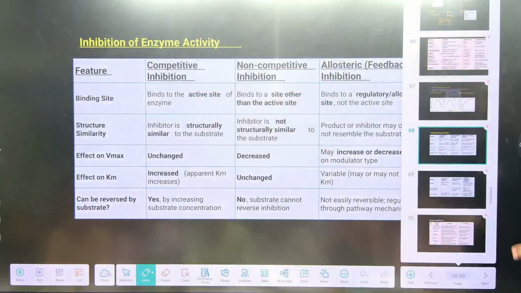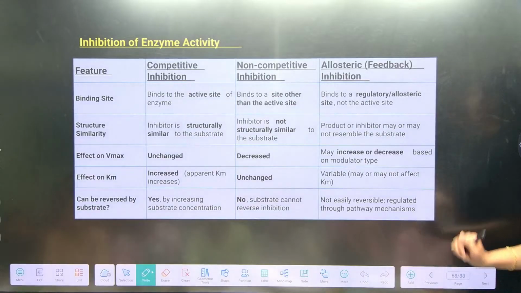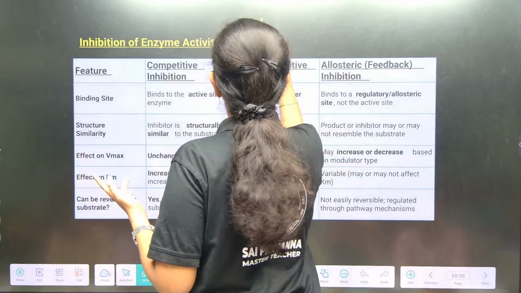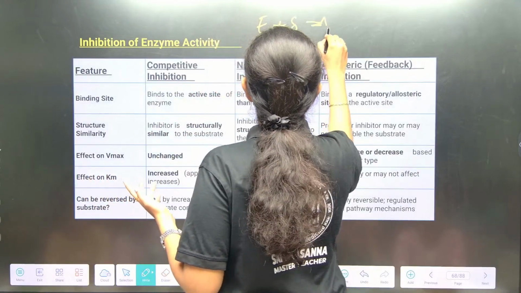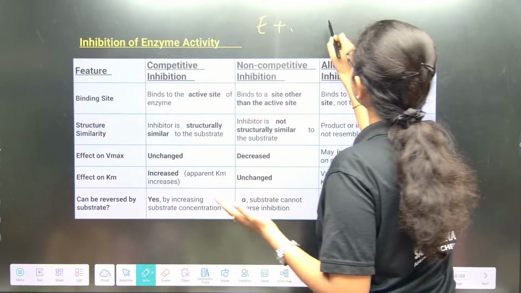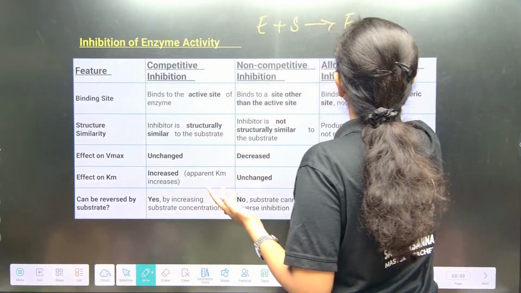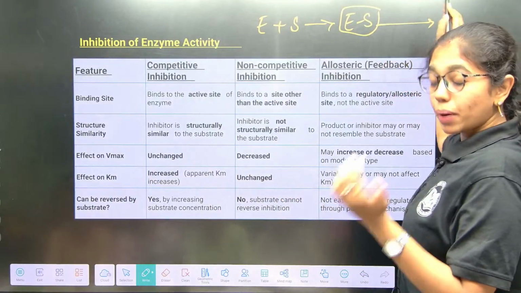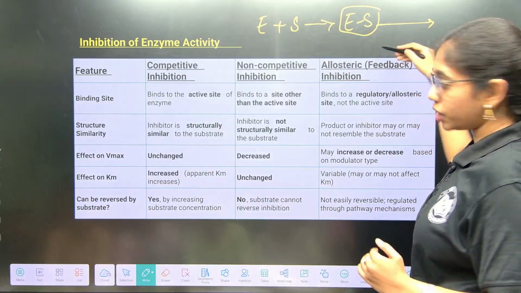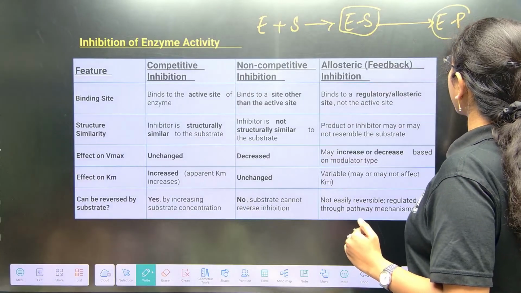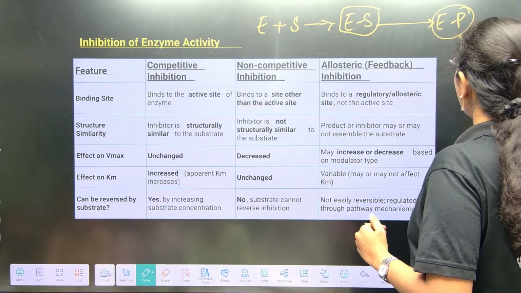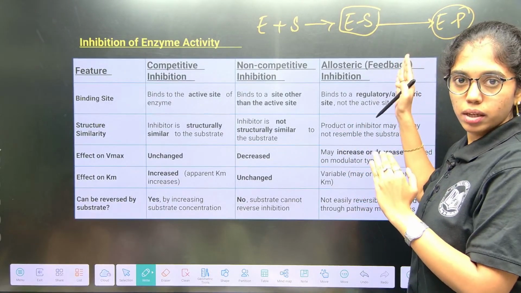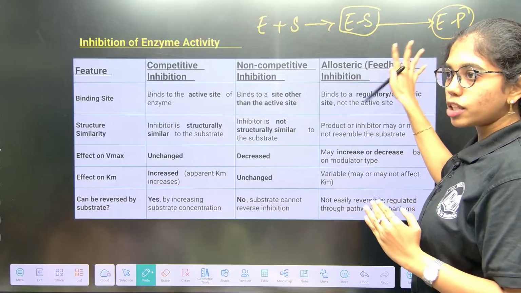And now about inhibition of enzymatic activity. You are clear with this: enzyme plus substrate will form the enzyme substrate complex. This enzyme substrate complex, at activation energy, turns out to be the enzyme product complex, and this will release the products. This is the normal rule. Now you have to inhibit this process, that is known as inhibition.